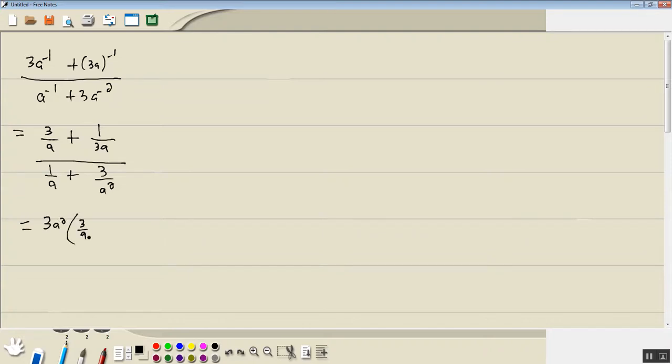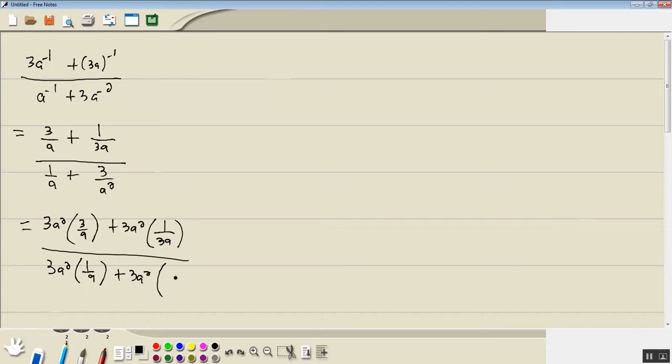I'll take that times 3 over a. Take that times 1 over 3a. Multiply times 1 over a. Multiply that times the 3 over a squared. This a cancels one of these a's, so it leaves me an a there. That 3 cancels that 3. This a cancels one of these a's, so it leaves me an a. That a cancels one of these a's, so it leaves me an a there. This a squared and this a squared cancel.